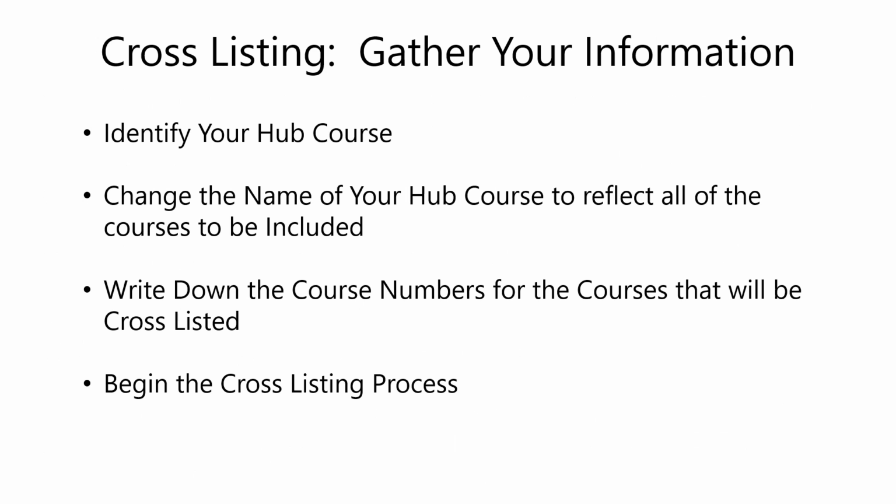Now, here's some information you should gather and do before you begin cross-listing. 1. Identify your hub course. So choose which course will be the hub for all of your preps. 2. Change the name of your hub course to reflect all of the courses to be included. Make sure you include all the period numbers, or the block names, or the group names. 3. Write down the course number for the courses that will be cross-listed. It's most important to write down the course number for your hub course. Now, in this tutorial video, you'll see later where to find that course number. After you've completed these 3 steps, you can begin the cross-listing process.